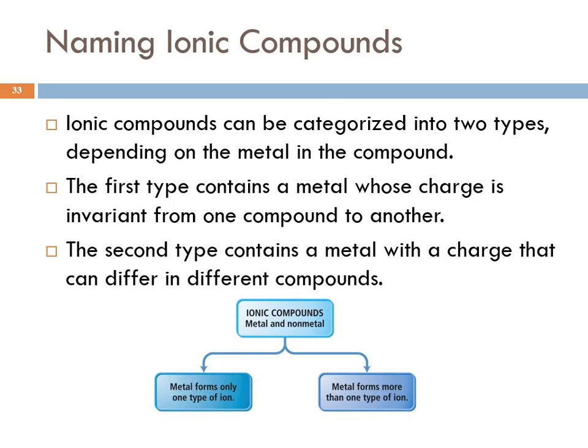We can group ionic compounds into two categories. I think these categories are a little dumb, but I'll go over them because your book uses them. So we can have compounds containing a metal that only forms one kind of ion, or we can have metals that have different ions. So sodium always forms a +1 ion. Iron is sometimes +2 and sometimes +3. So iron falls into this second category.